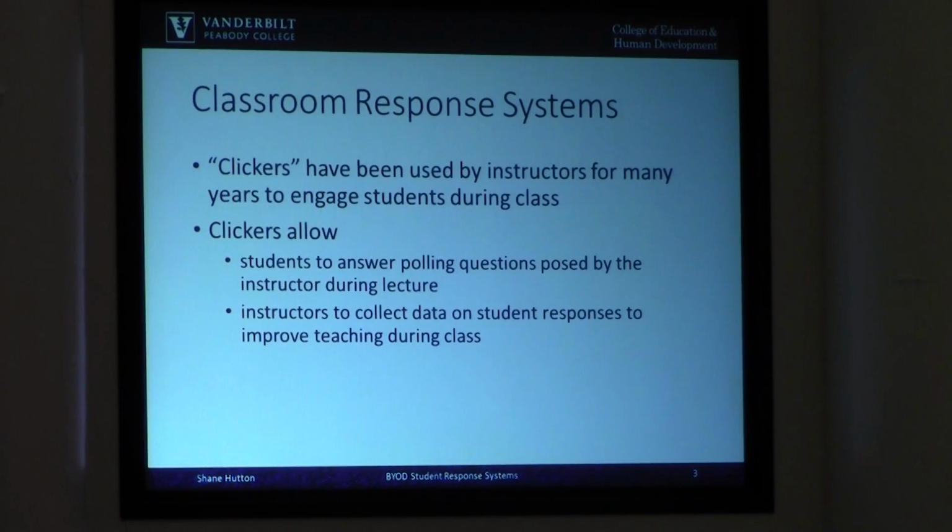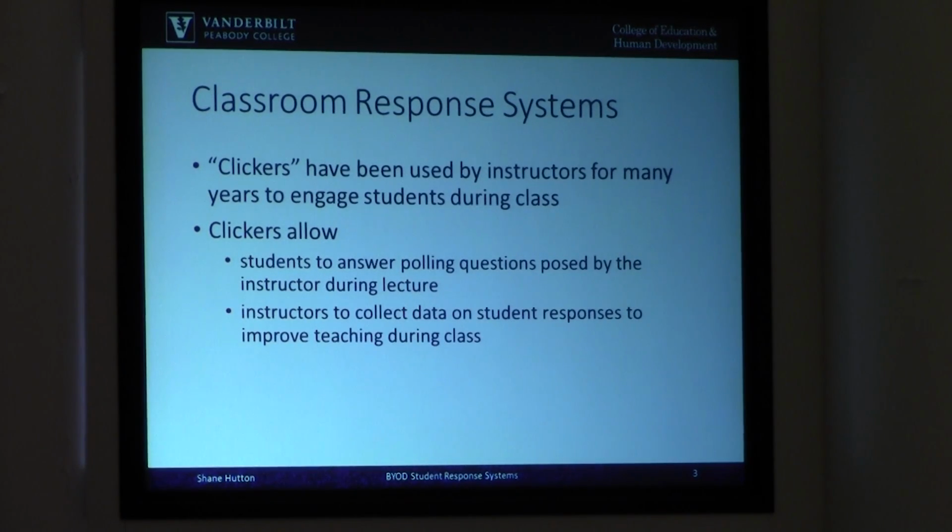So for a long time, the typical classroom response system, where students could answer polling questions and the instructor could see how students are doing on them, used clickers. Clickers were these little devices that students purchased at the bookstore, and they're still out there. People still use clickers today. They're relatively expensive for the students to buy, but if an instructor or multiple instructors are using them, then students can get their money's worth.